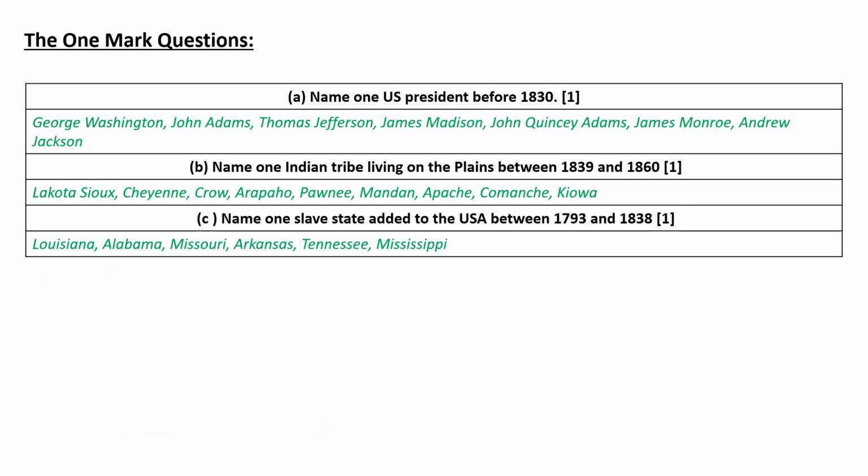So for your 1-mark questions, Year 11, there will be 3 of them, again exactly the same as public health, and you answer them in exactly the same way as you would on that paper as well. So you answer them with 1 word or 1 phrase. So for example, name 1 US president before 1830, you can just write the name George Washington, and you would then move on to question 1B and question 1C.